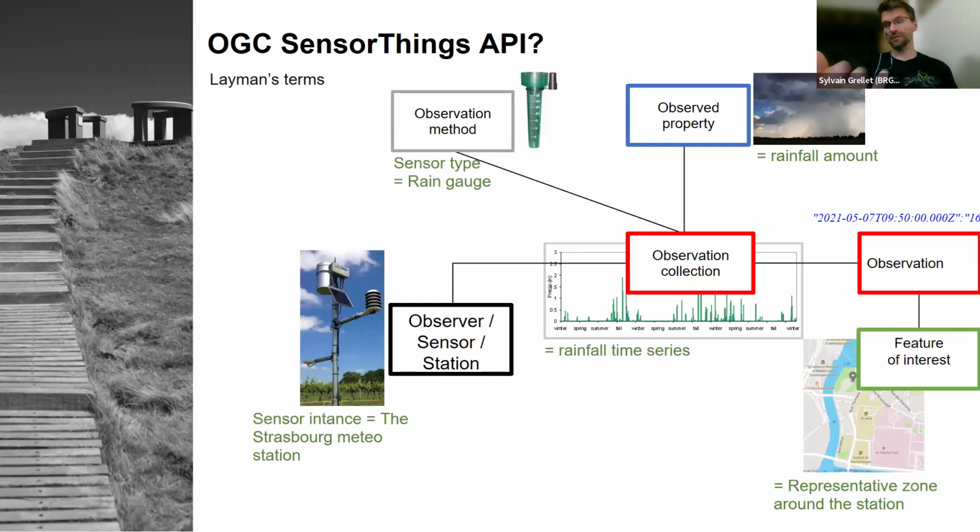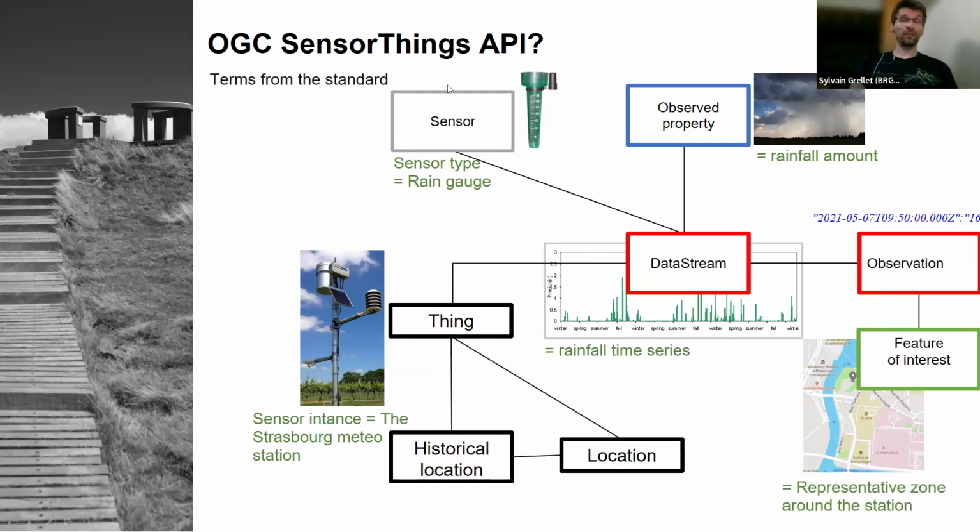SensorThings model, introducing it with that simple example using layman's terms, and then the next slide is introducing terms from the standard. Let's say we observe rainfall using that type of sensor on that meteo station around that feature of interest, so the zone around the station that generates observation, and you have a rainfall time series.